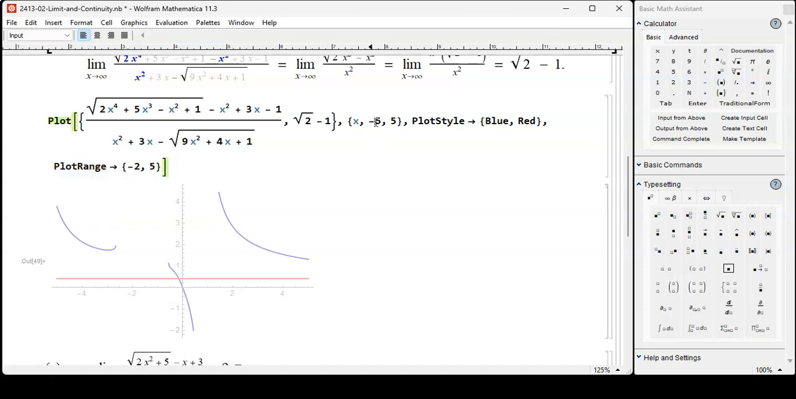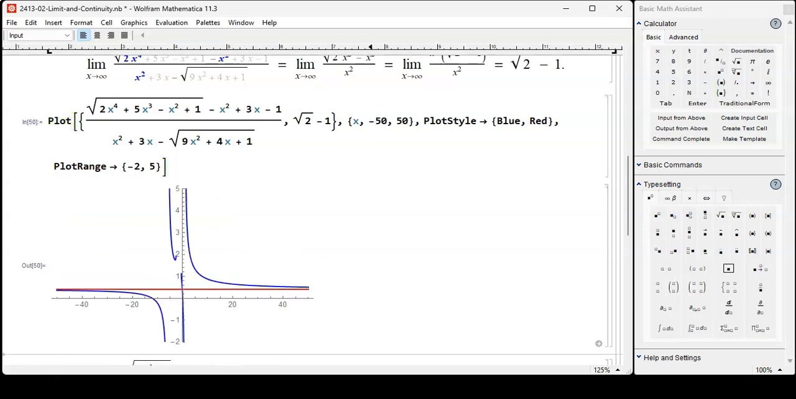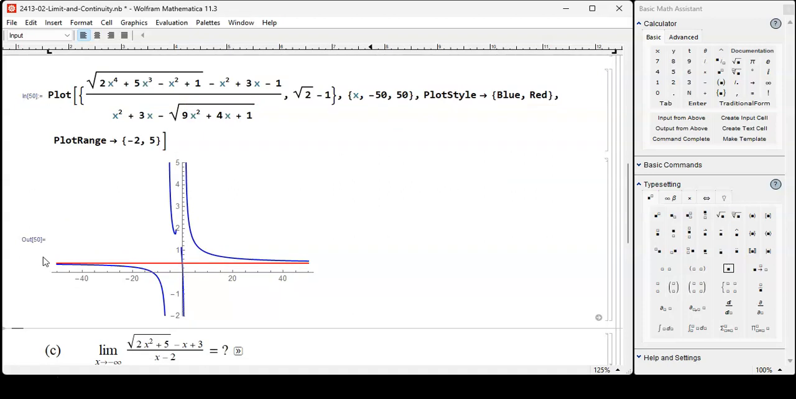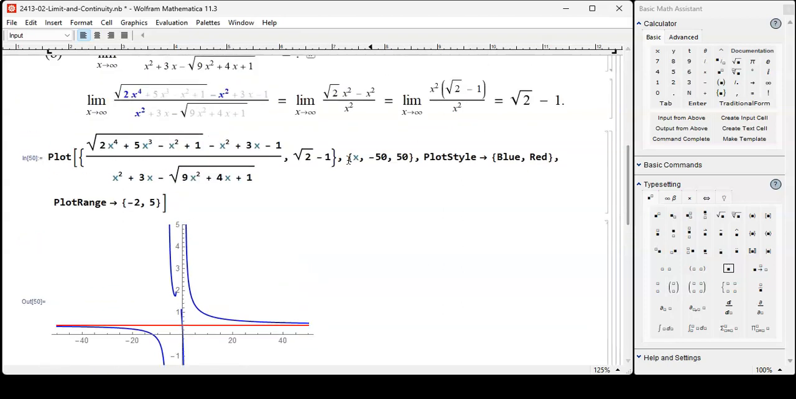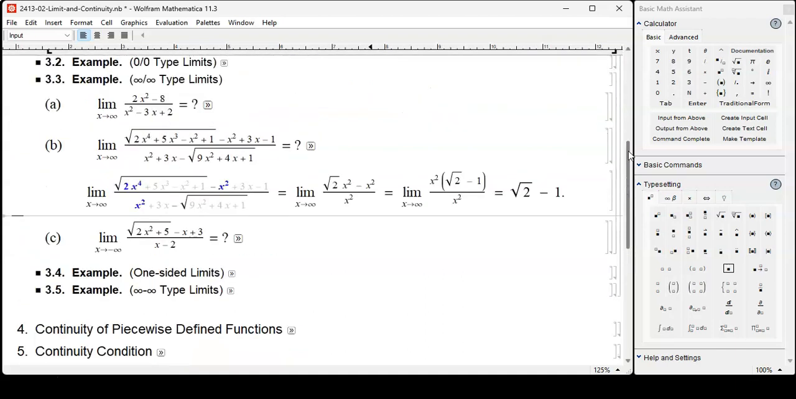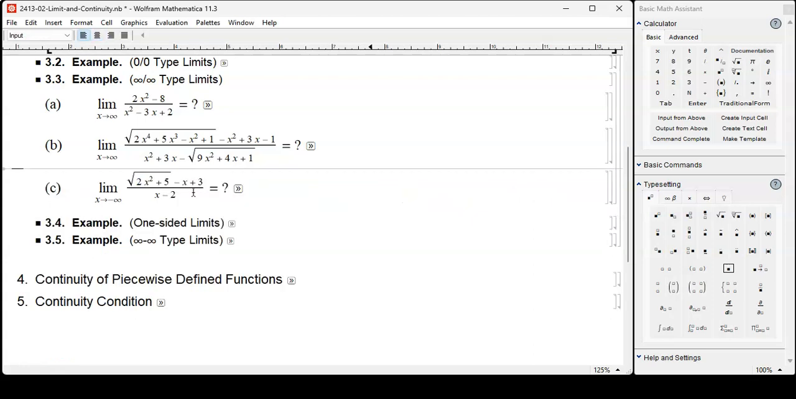But if I go from -50 to +50, all right, by now I can clearly see the asymptotic behavior. So there are two different functions, yes, but the limit at infinity is the same, to the right and also to the left. So the limit is square root of 2 minus 1.